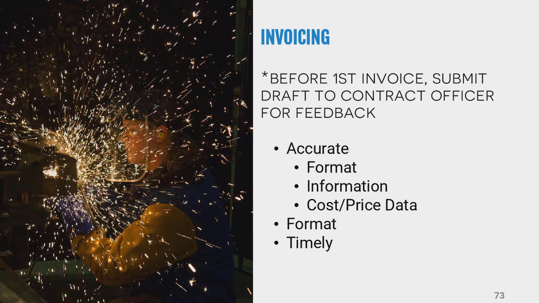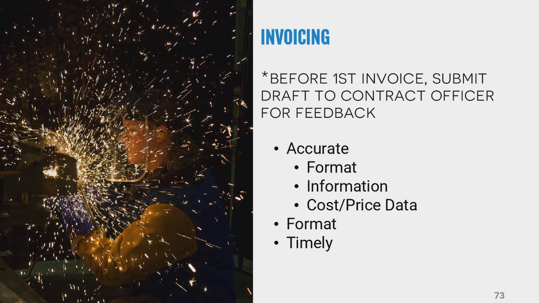Invoicing. So as a small business, invoicing is probably the most vital thing that you do. So performance on the contract and invoicing are just ultimately important. So my suggestion is always, before that first invoice is sent out to the government, that you create a draft invoice and then submit that to the contracting officer for feedback. Because the last thing you want to do is submit your first invoice, the government has some problems with it, and then your payment is delayed.